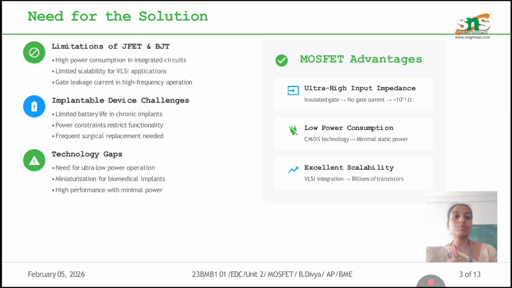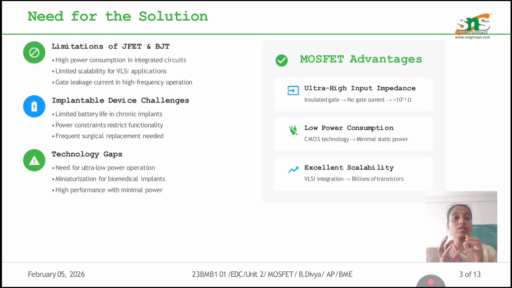High power consumption in integrated circuits, whereas the JFET and BJT have high power consumption. Limited scalability for VLSI applications. Gate leakage current in high frequency operations. These are the limitations that BJT and JFET have when compared to MOSFET.